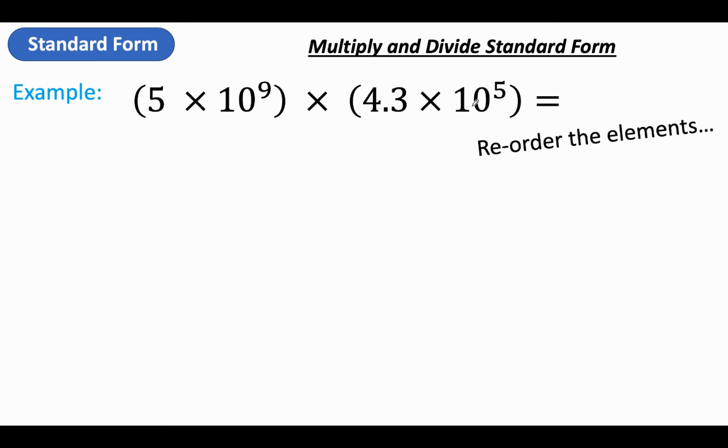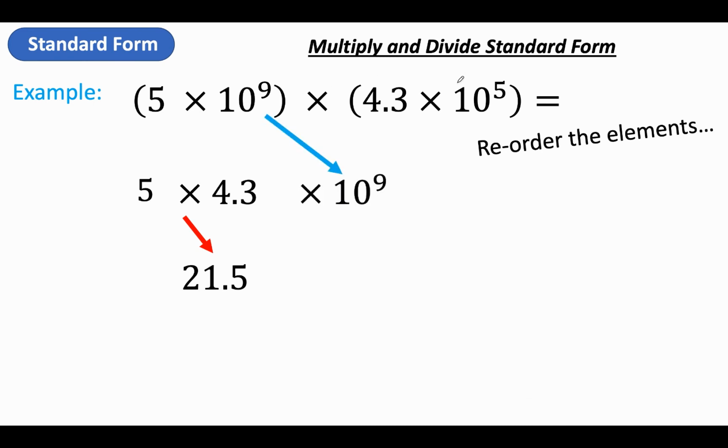Right, firstly, reorder the elements. We're going to do 5 times by the 4.3. And you can do that in a calculator, that's fine, or you could do some column multiplication or something. But we end up with 21.5. So we've multiplied the two decimal bits together. Then I'm going to do my two powers of 10. And 10 to the power of 9 times 10 to the power of 5. Because it's multiplied, I add the two powers together to get 10 to the power of 14.